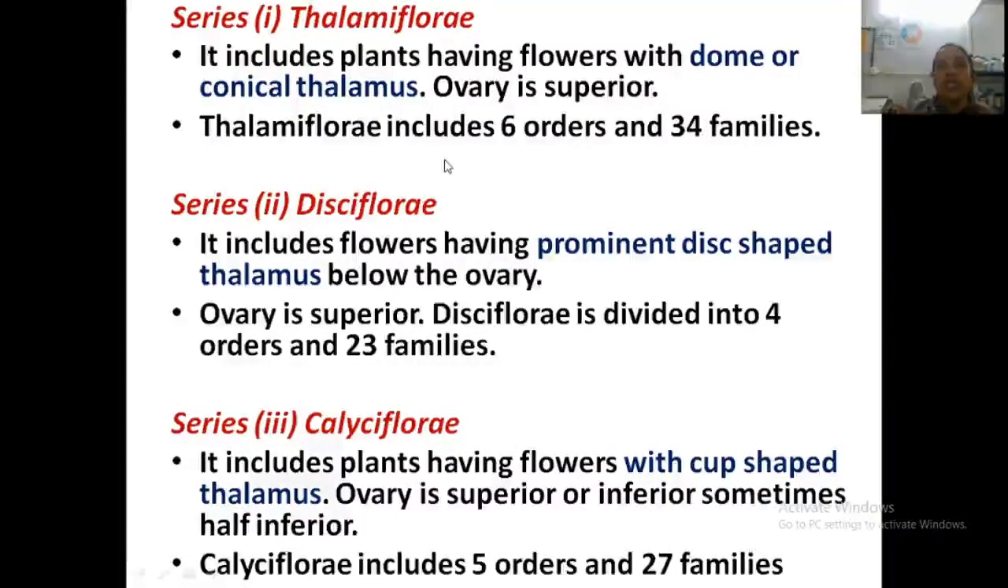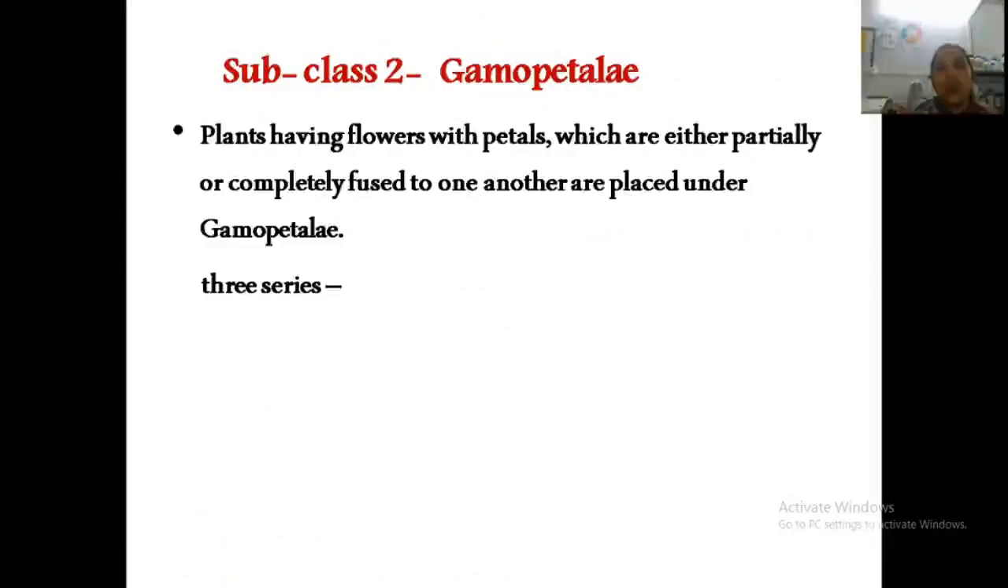So the 3 series Thalamiflorae, Disciflorae, Calyciflorae come under the first category, Polypetalae. Okay, dome-shaped, disc-shaped and cup-shaped thalamus, based on the thalamus. Clear? Now, subclass 2 Gamopetalae. So we finished subclass 1 Polypetalae, divided into 3 series.